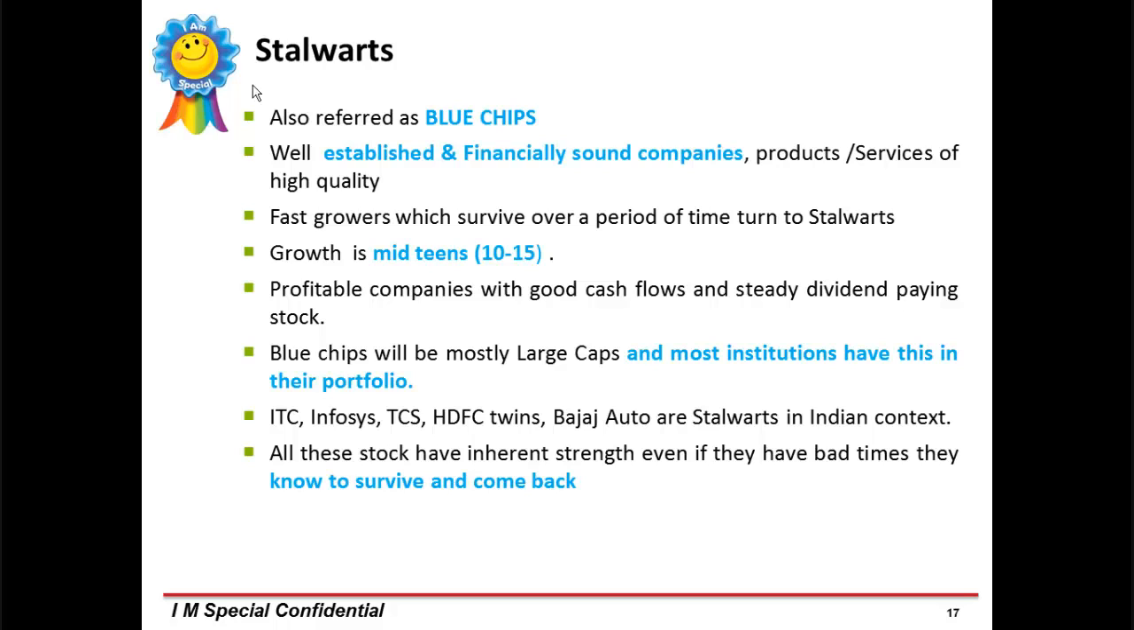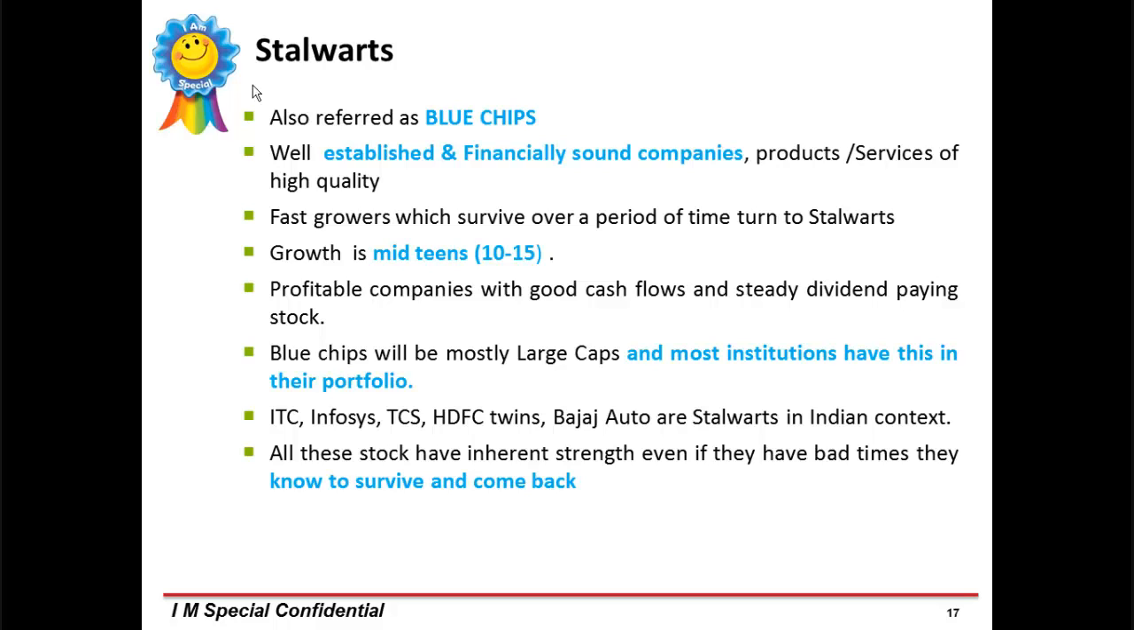Stalwarts are also referred to as blue chips. These companies are part of the Sensex and carry heavy weightage. These are well-established and financially sound companies. Products and services of these companies are high quality. For example, we all know ITC. ITC cigarette is a world-class product. Everyone knows about it. Similarly, Infosys is a world-class company. TCS, HDFC twins, Bajaj Auto are all stalwarts, and the products of these companies are well known.